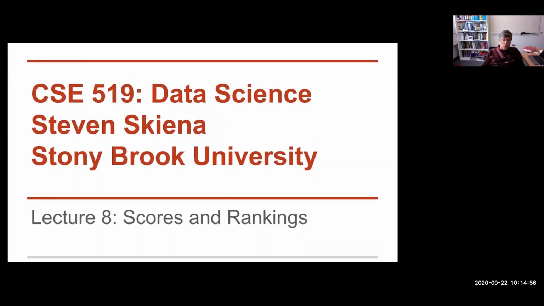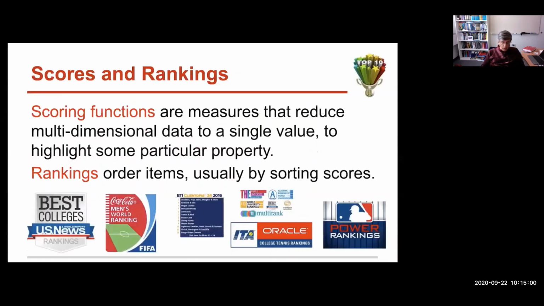Okay, I'd like to now change subjects to a question of dealing with scores and rankings. What I mean is that a scoring function is a way of reducing a complicated multi-dimensional data record to a single value to try to highlight some kind of properties of it.